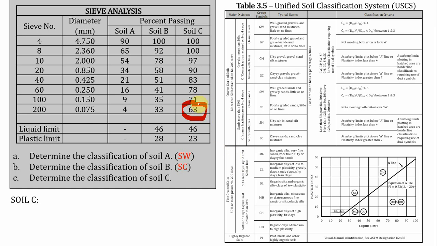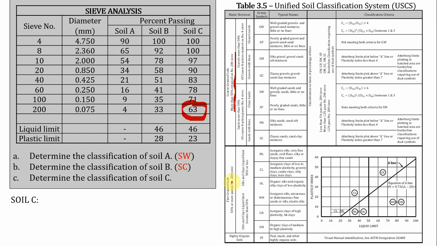Okay, that is 63%. When we solve for percent retained, class, that is 100 minus 63%, which is equivalent to 37%. So therefore, class, our soil C cannot be a coarse grain soil, because it did not pass the criteria. The criteria requires more than 50% retained on the number 200 sieve, and the retained for soil C is 37%, which is less than 50%. So therefore, it is not a coarse grain soil.